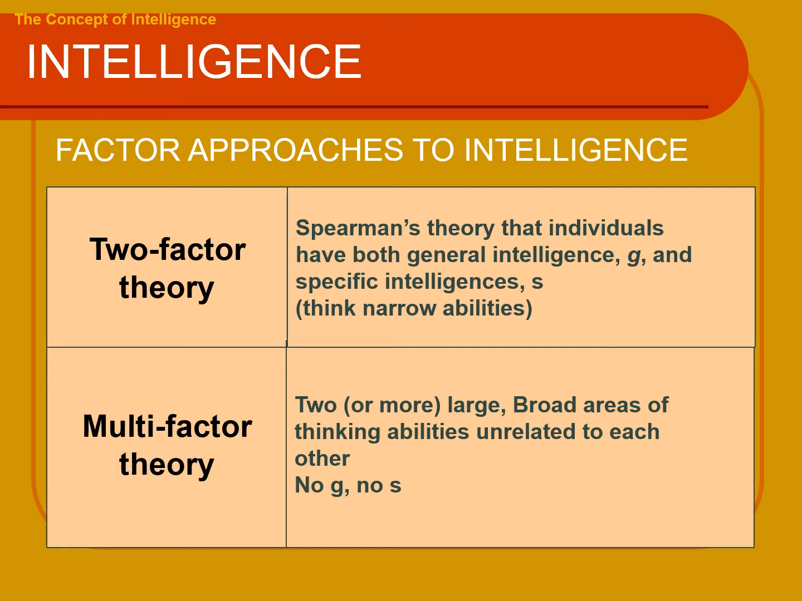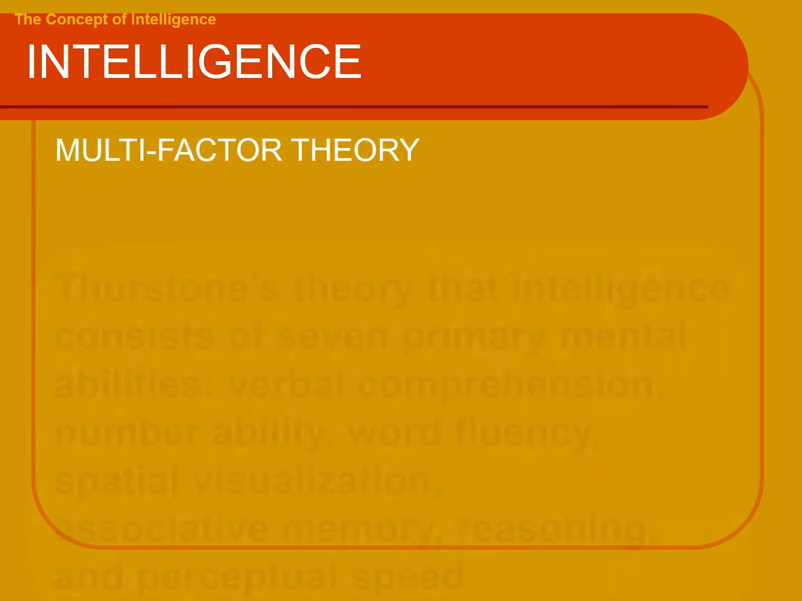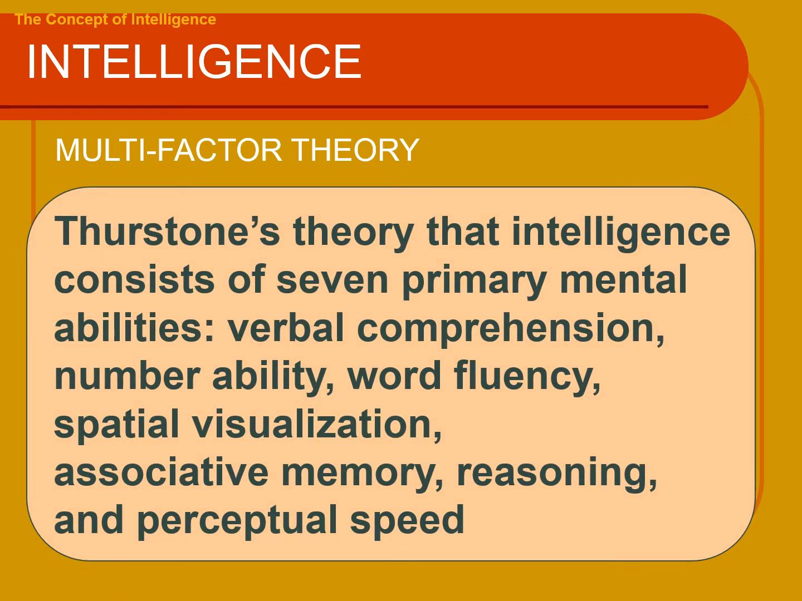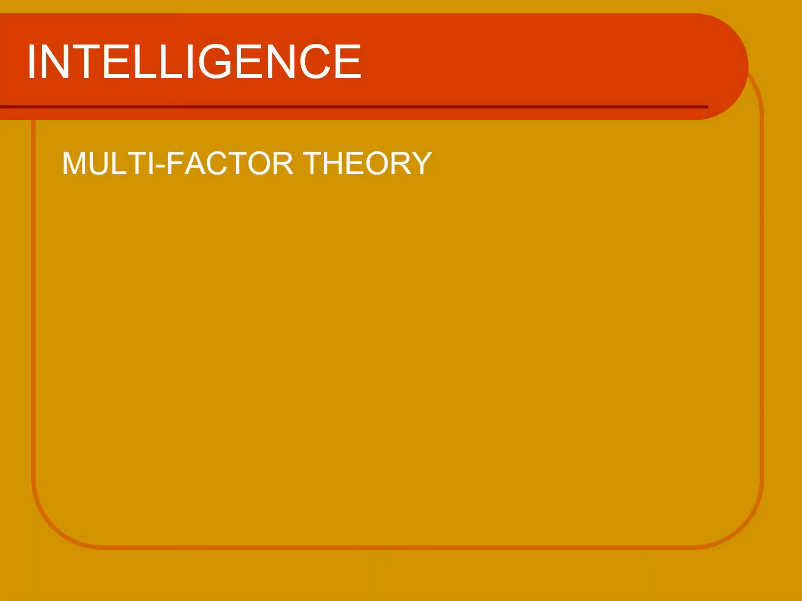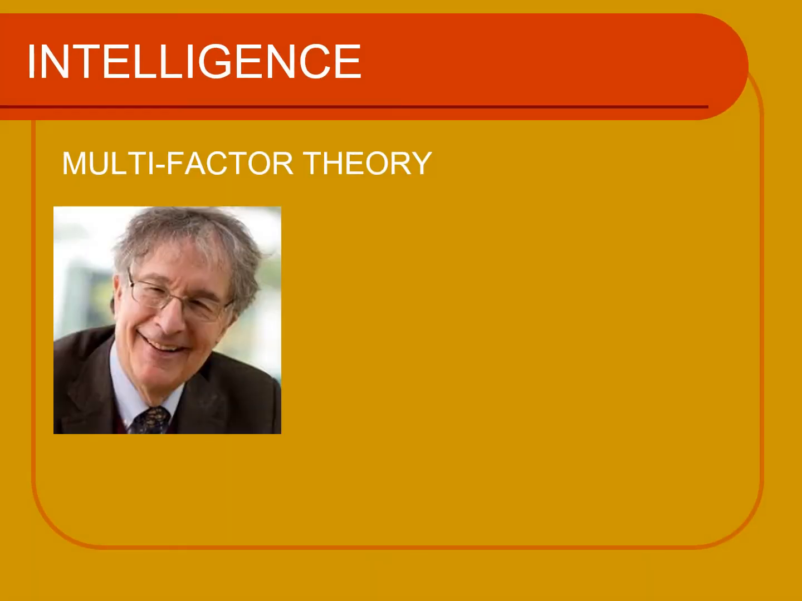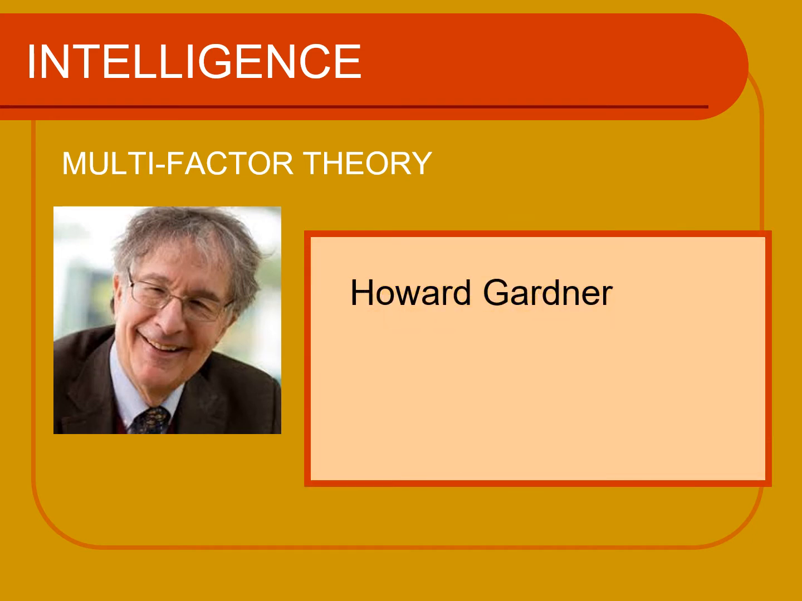Let's take a look at a couple of these multi-factor theories. This is Thurstone's. He had 7 big, broad areas that he thought constituted intelligence. Now, another multi-factor theorist that you might be familiar with is Howard Gardner. He postulated that there were 9 types of intelligence.